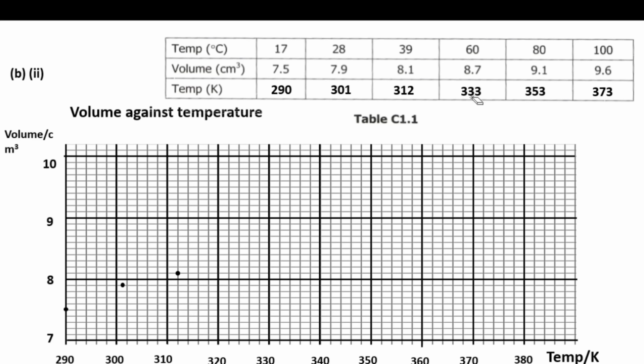Then we are supposed to have 333, 8.7. So 333, this is 330, 332, 334. So 333 is in between here. So 333, 8.7 is somewhere here. So there. Then 353, this is 352, 354, 353 is somewhere here, 9.1, which is somewhere here. Then 373, 373 is also somewhere here, 9.6, which is somewhere here. Then I will draw a line.